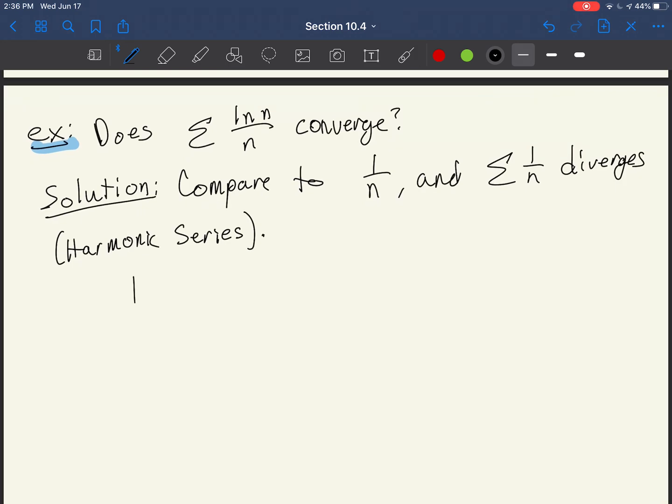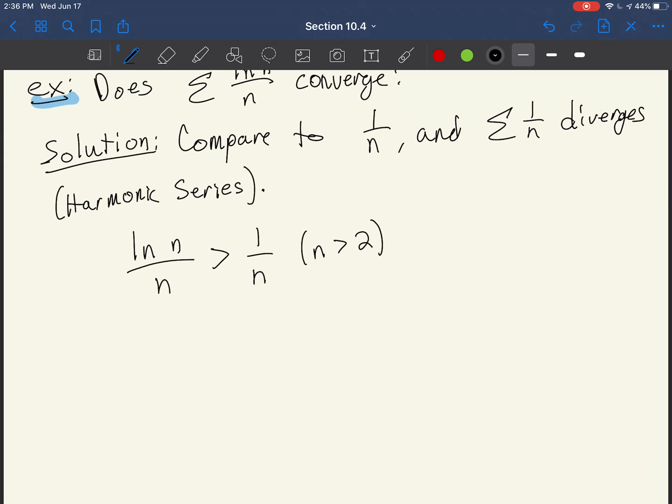Okay, now we need to set up the inequality. The natural log of n over n. Well, we want to compare this to 1 over n. And we know that the natural log of n grows fast, eventually is greater than 1. So we just know the natural log of n is greater than 1 at some point. In fact, I think this is for n greater than 2. Let's check that. Yeah, for n greater than 2, where n is an integer.